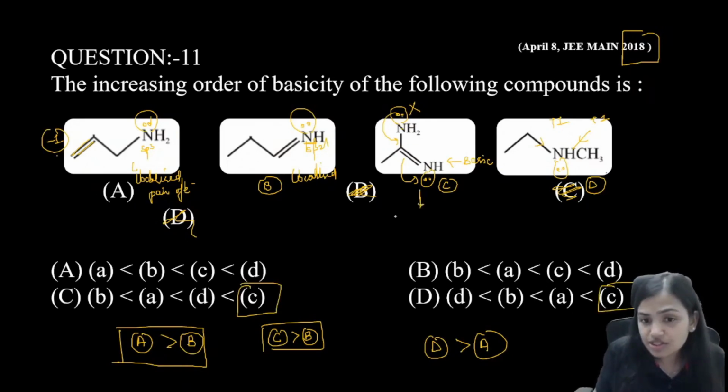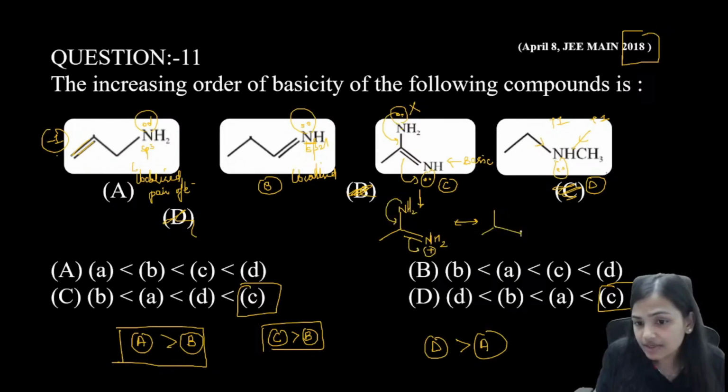So when this species accepts the H positive, you know what will happen? When this accepts the H positive, this will become NH2 positive and it will undergo resonance stabilization. This will go here and this will go here. Ultimately, we will be getting NH2 and this will be a double bond and this will become NH2 pair, we will be having a positive.